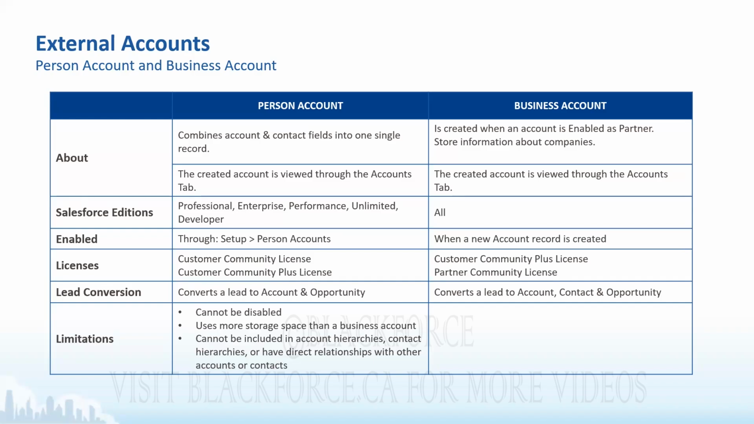So let's say you have a brand new org and you enable person accounts right away. You will never have a contact record. It'll always be a person account record. Is that correct? Yes. Okay, thank you. I'd like you to note that this usually applies to when you're creating an external user. Does that make it clear? Yes, it does. Thank you. Okay.